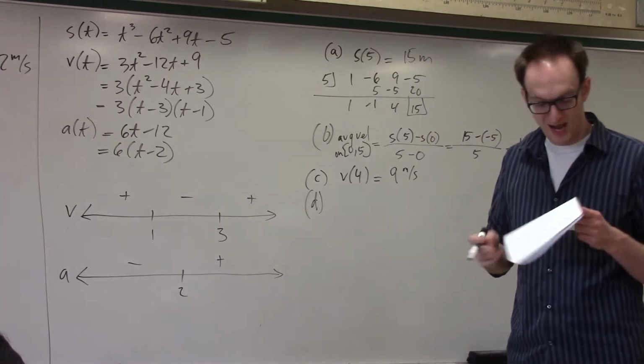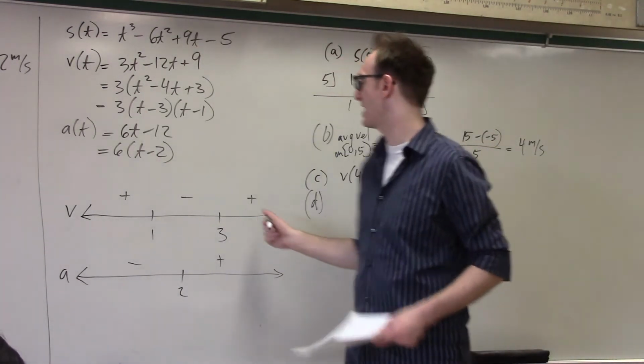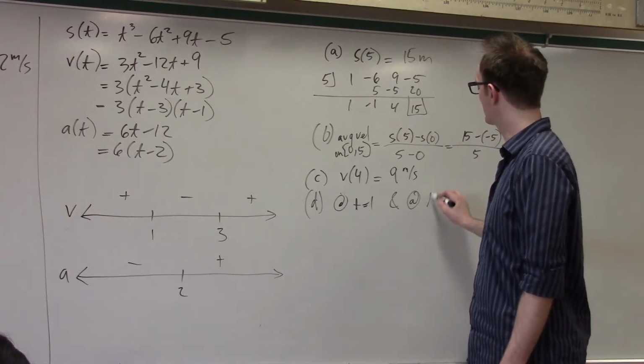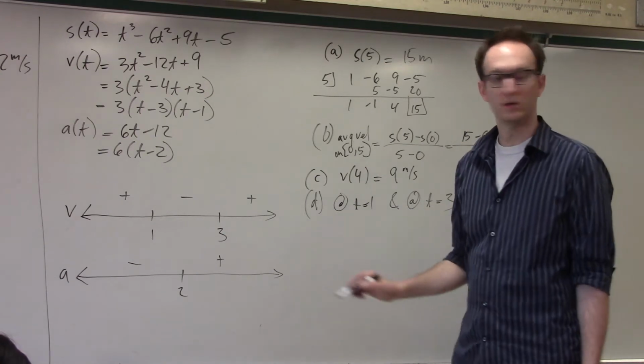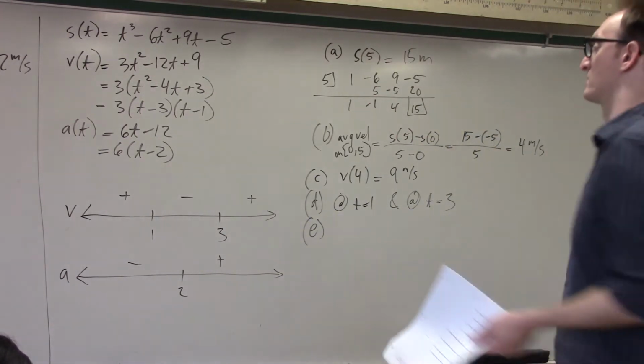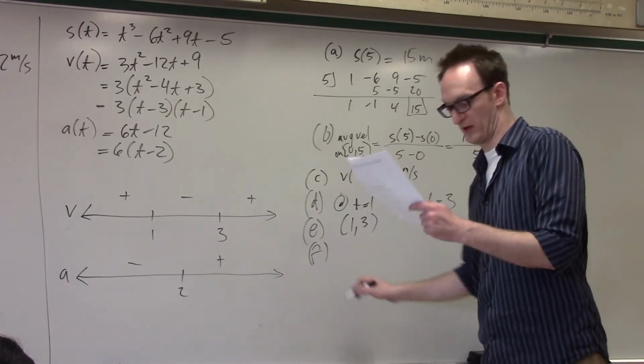Part D, at what values of t does the particle change direction? It changes direction when the velocity changes sign. So that's happening at t equals 1 and at t equals 3. Cool? Okay, cool. Part E, when is the particle moving left? It's moving left when the velocity is negative, so on the interval from 1 to 3. When is it moving right?